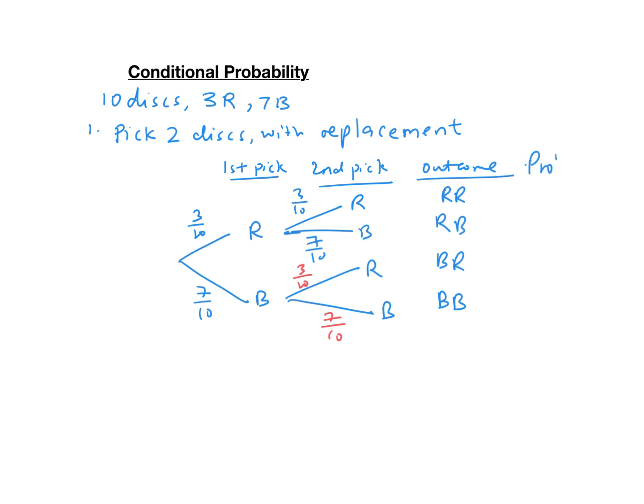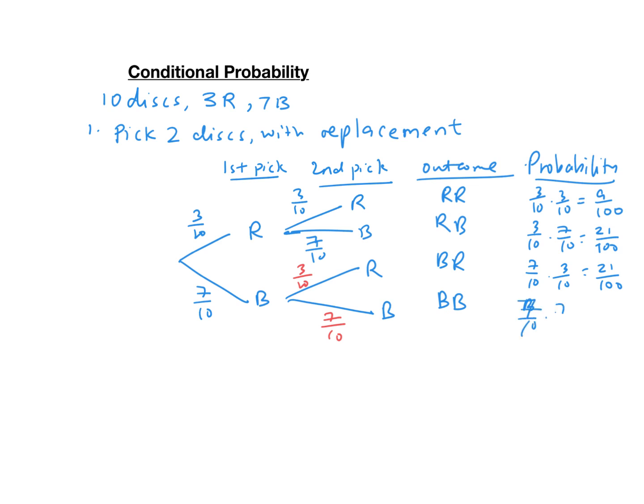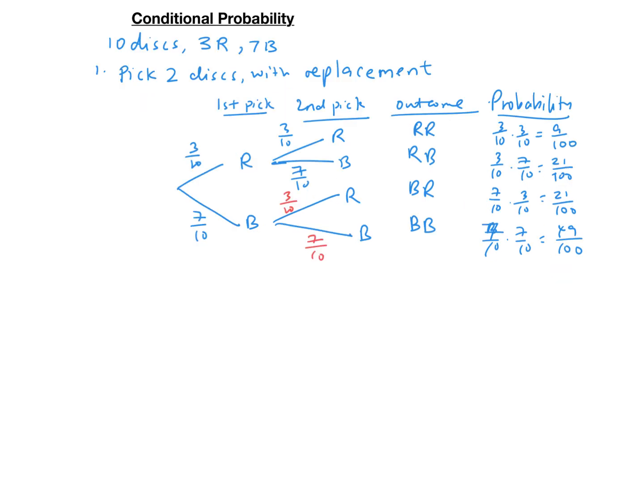And for the probability of each case, this will be 3 tenths times 3 tenths. You get 9 out of 100. The second will be 3 tenths times 7 tenths, you get 21 out of 100. The third one will be 7 tenths times 3 tenths, you get 21 out of 100. And then blue-blue will be 7 tenths times 7 tenths, you get 49 out of 100. As you can see, the events are independent events. You can actually just multiply the probabilities to get the total probability.